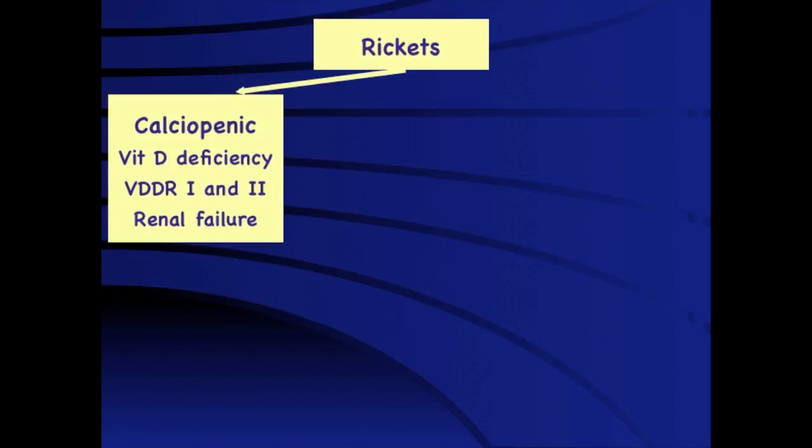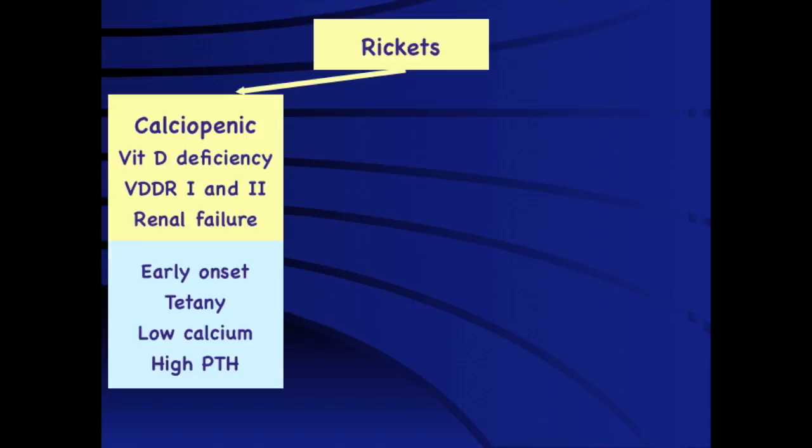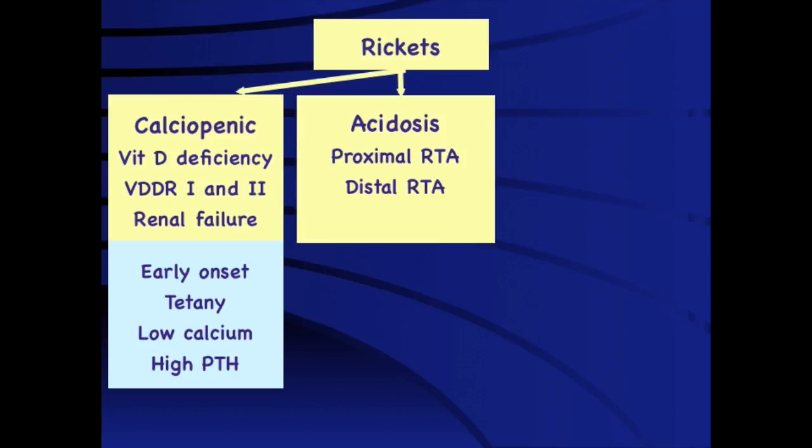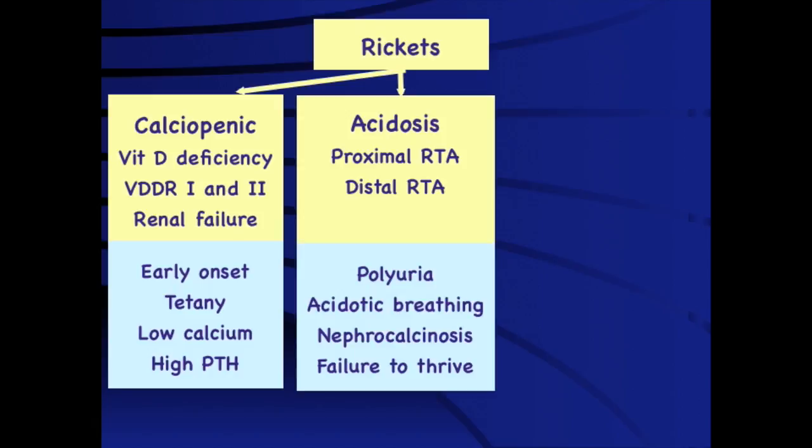So rickets can largely be calciopenic in the setting of vitamin D related problems or renal failure. They have early onset, tetany, hypocalcemia and hyperparathyroidism. Or it could be because of acidosis in the setting of both proximal and distal RTA. Conventionally, Western reports will say that distal RTA is a rare cause of rickets. But in our setting, with delayed diagnosis, distal RTA often presents with rickets and bony deformities. They would have polyuria, acidotic breathing, nephrocalcinosis and failure to thrive.